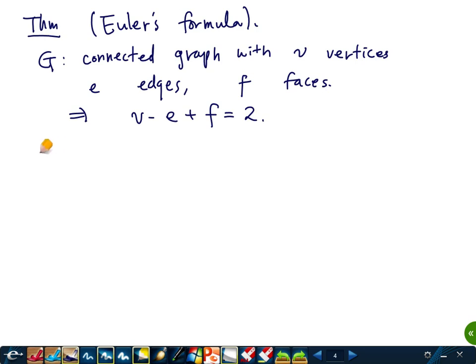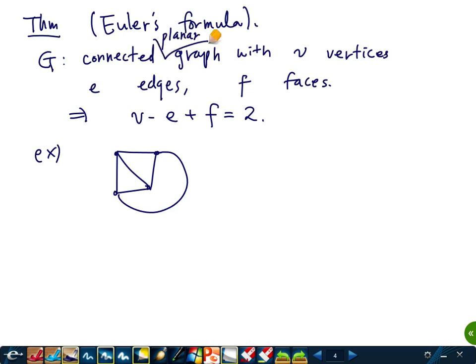So for example, the K4 that I drew without crossing edges, it's a connected planar graph. G is a connected and planar graph, and that means we can draw the graph without crossing edges. Just imagine that such a drawing is drawn there. And vertices and edges are just intrinsic properties of G, so we don't have to worry about this. But face, what is a face? What does a face mean for a planar graph?